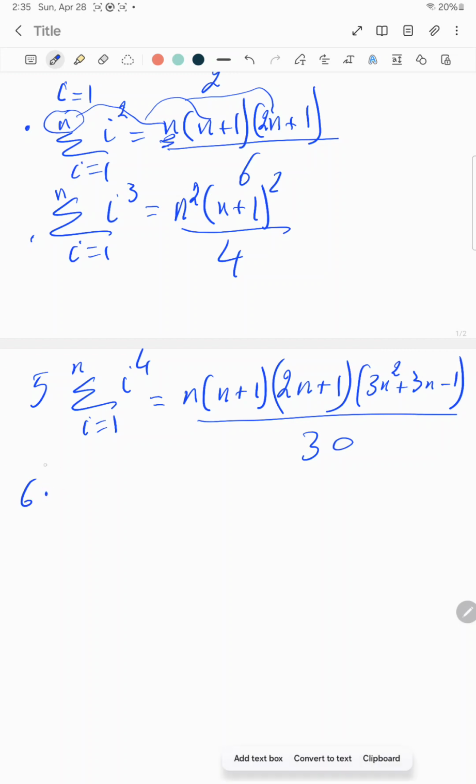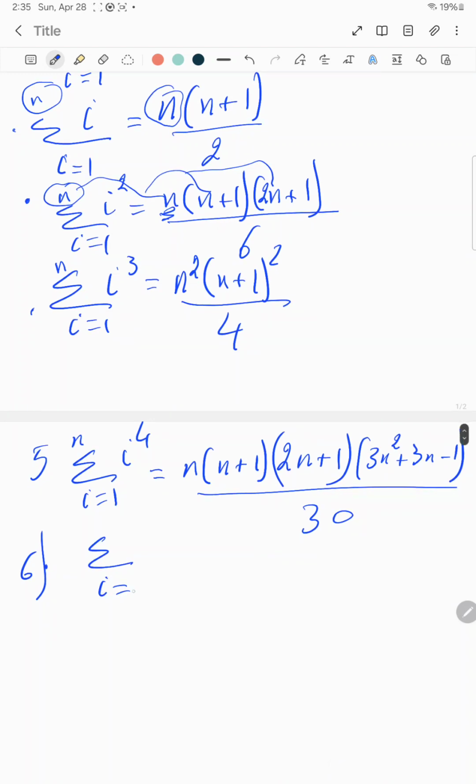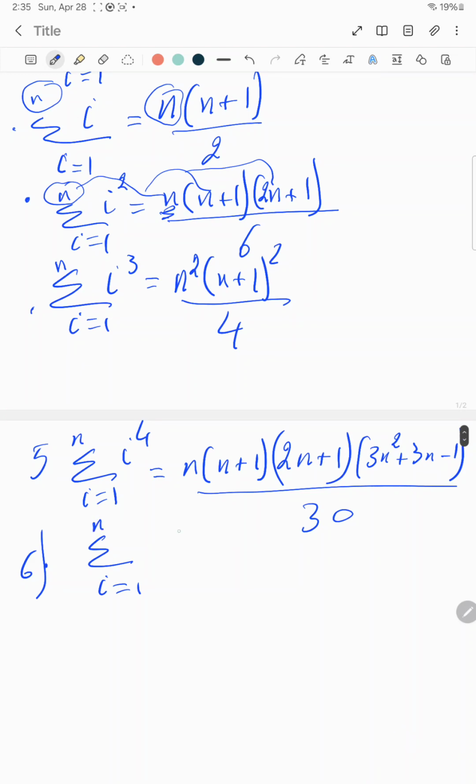The sixth formula, the one before the last. There are more, but those are the formulas that are used the most. The sum to n of 2i is equal to n times n plus 1. And again, if I have n minus 1 here, I replace all the n by n minus 1.